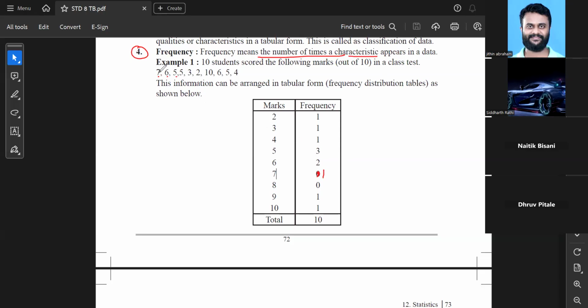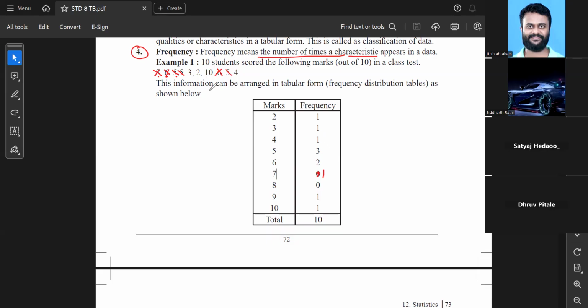For example, in this case, 7 is scored by only one student. No other student has scored 7. So 7 has been scored only once. उसका occurrence एक ही बार हुआ है. 6 has been scored. So 7 को मैं काट रहा हूँ just to identify कि किसको काटा किसको रखा है. 6 has been scored twice. Hence 6 के इधर I'll write 2, which is already written. 5 has been scored three times. Hence I've written 3.